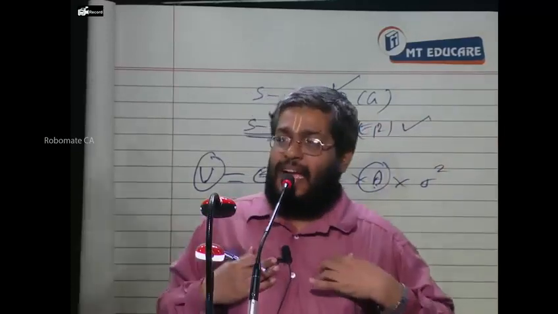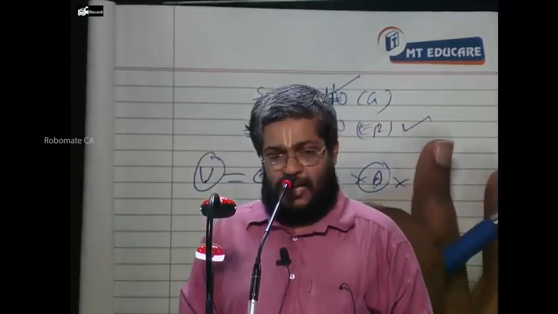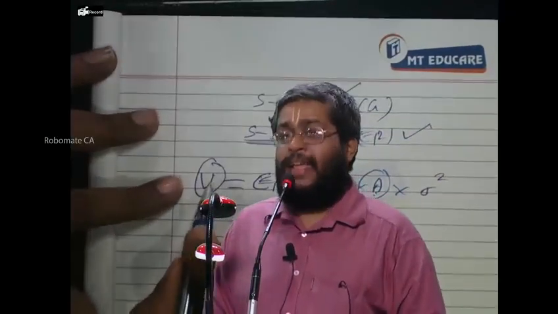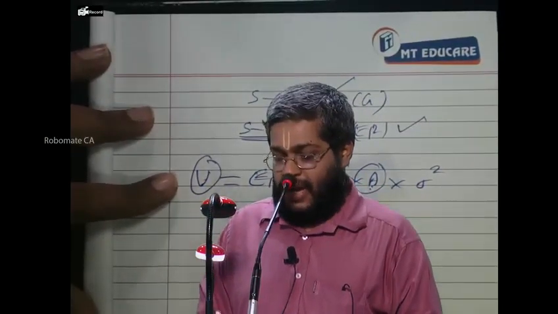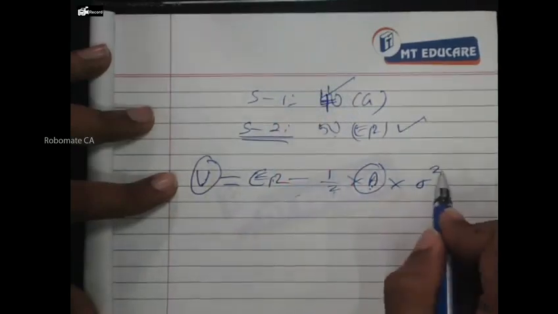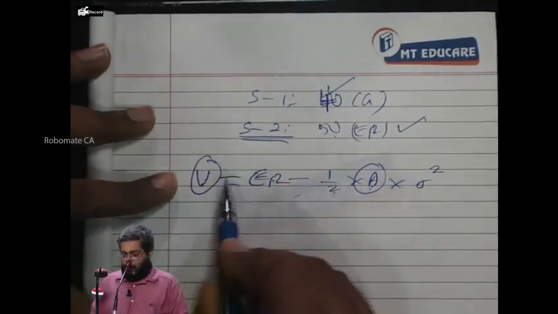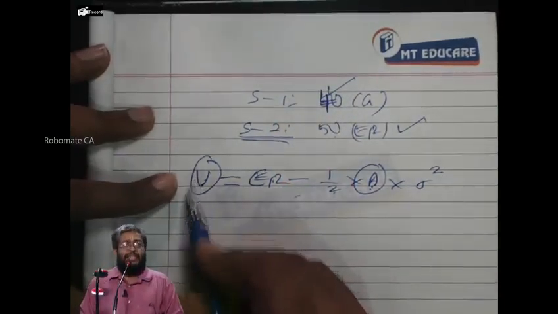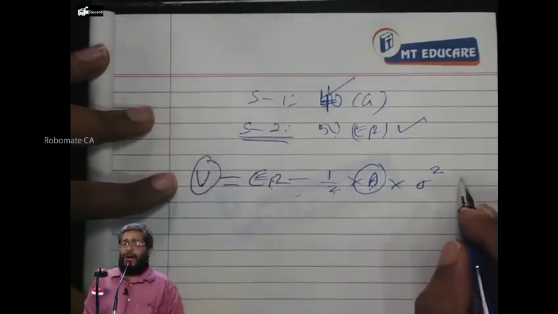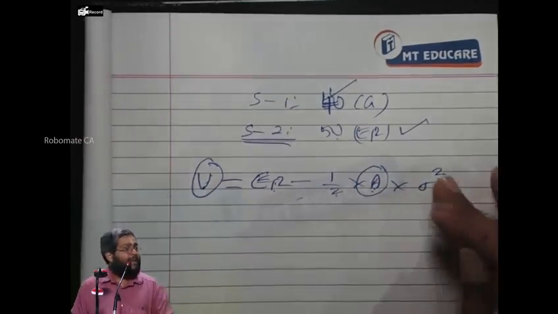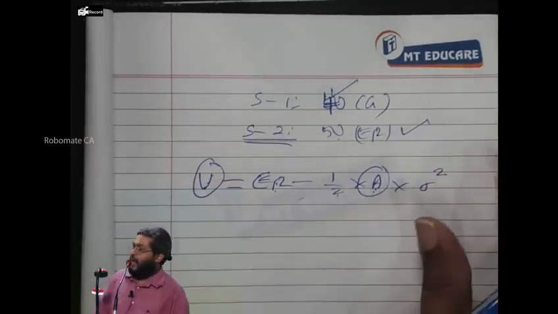The happiness he gets is called utility. So the formula for utility is the expected return from a security minus half into A into variance, that is standard deviation square. So a security can give happiness if it is expected to give more return, or a security can give happiness if it has less risk. Either you can give happiness to the investor by guaranteeing him more return or less risk.